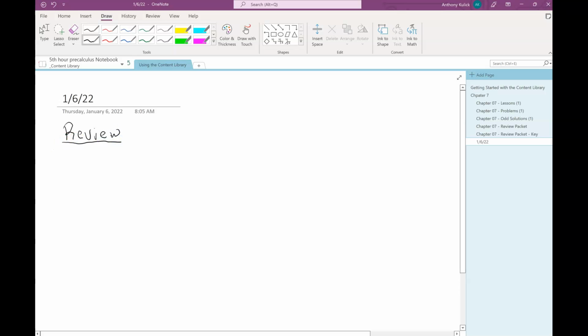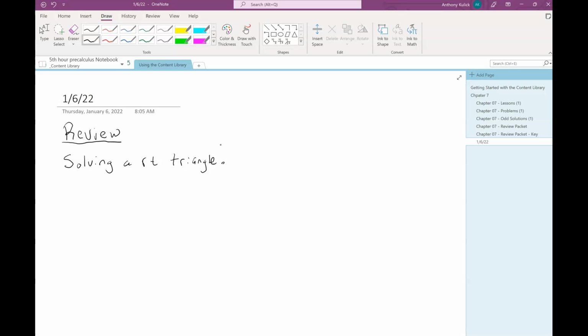So one of the main ideas that we're going to be talking about in Chapter 7 is this idea of solving a triangle. When we say solving a triangle, what we mean is we want to figure out the lengths for all of the sides and the measures for all of the angles in the triangle. Now, this is a task that we've already done in your geometry course, but we only did it for right triangles in your geometry course.